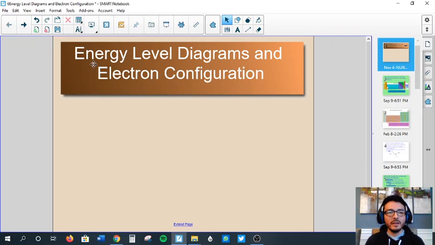Hello everyone. In this video I'm going to go over electron level diagrams and electron configuration. Now you would hopefully have gone over quantum numbers and done a bit of practice with that. If you haven't yet, probably best to start there. All right, we'll review a bit as we begin here. Okay, so let's start.